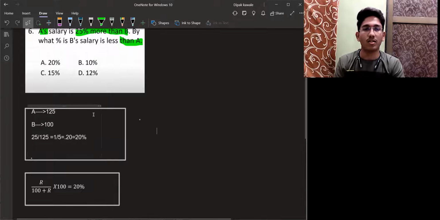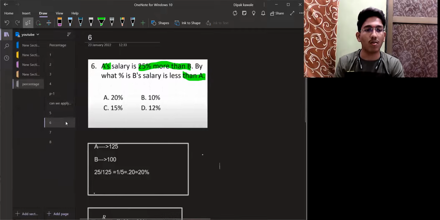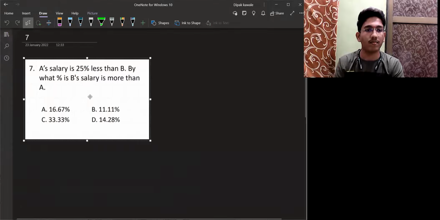So this is how we solve this problem. Let's solve one more problem of this type. In this question it is given that A's salary is 25% less than B. Great, let's write.